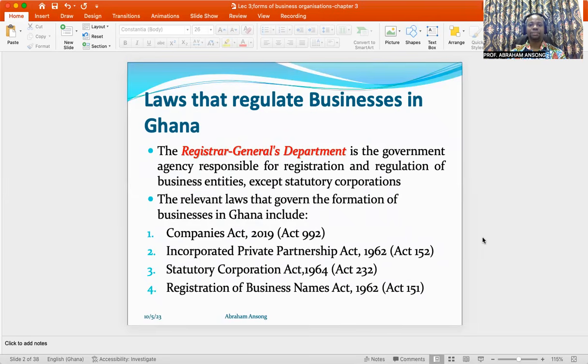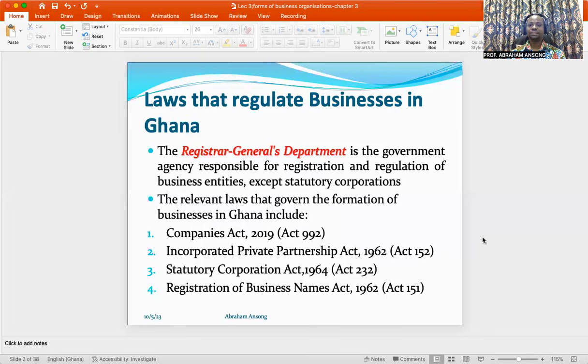Okay, so the Registrar General's Department is the government agency responsible for registration and regulation of business entities, except statutory corporations. So if you want to operate a business, you must have something to do with the Registrar General's Department in order for them to assist you to be able to register your business. So we have these laws in Ghana that regulate the various forms of businesses that we'll be looking at very soon.